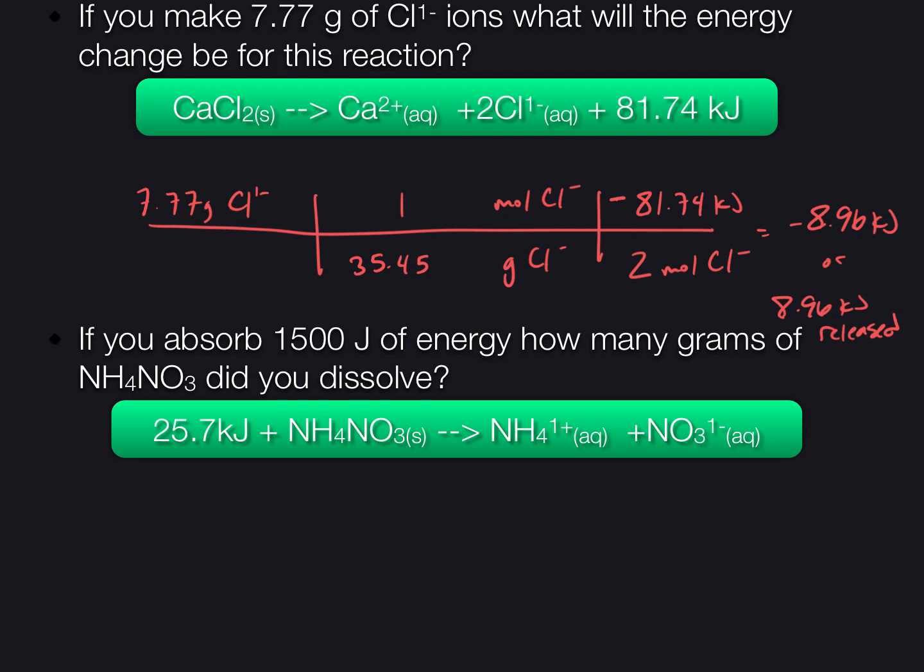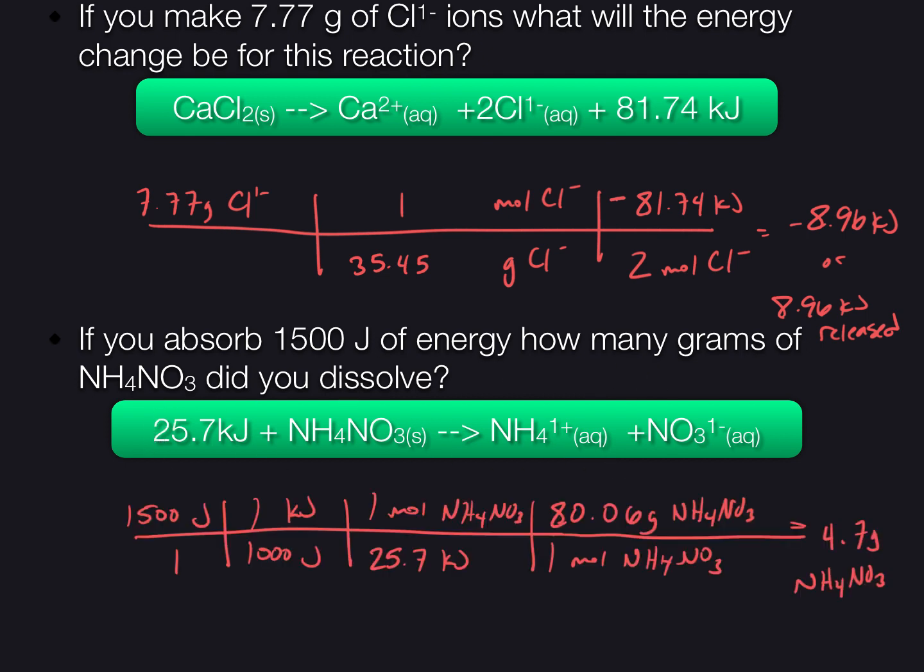Now I want you to pause the video and try this next one, and I will then work out the answer and see if you got it right. All right, I start with the 15 joules of energy, and I want to convert from joules to kilojoules, so I divide by 1,000, because my energy up in the thermochemical reaction, or the heat of solution, is in kilojoules. So now I want to convert kilojoules to moles of what I'm looking for. I'm looking for grams of NH4NO3, so I've got to go to moles of NH4NO3 before I can convert to grams. Final step is convert to grams using the molar mass.